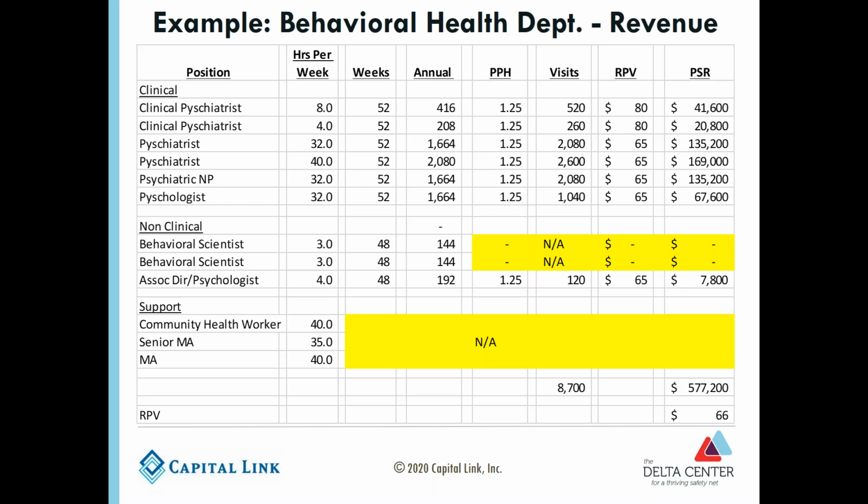A couple of people, like behavioral scientists, those were teaching positions. They were there to help our psychiatrists and help some of our residents learn how to do this. So they weren't a billable service, but we had them as part of our mix. And then the community workers and the medical assistants. So that was the model, and that was how we built to drive the revenue.